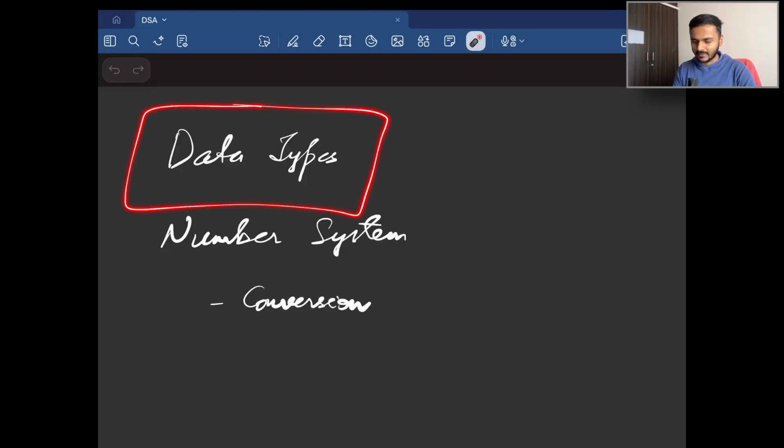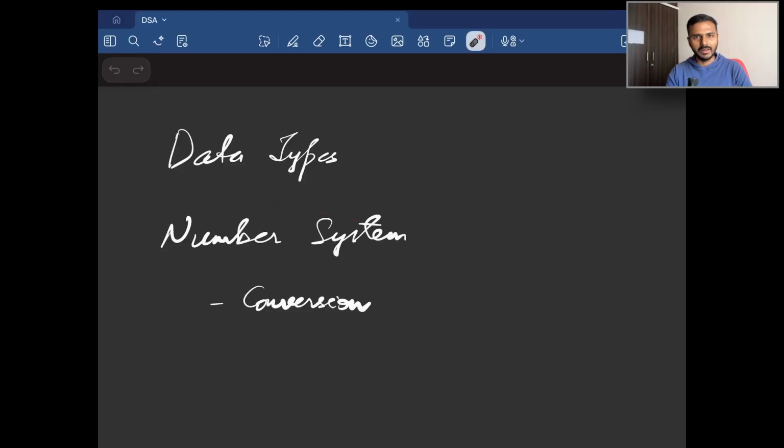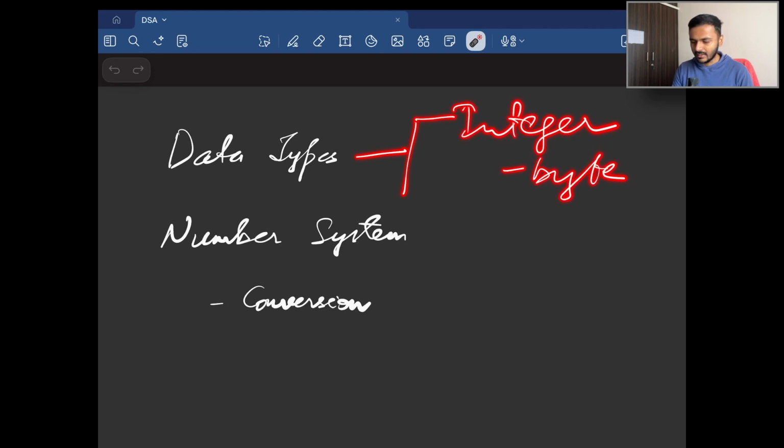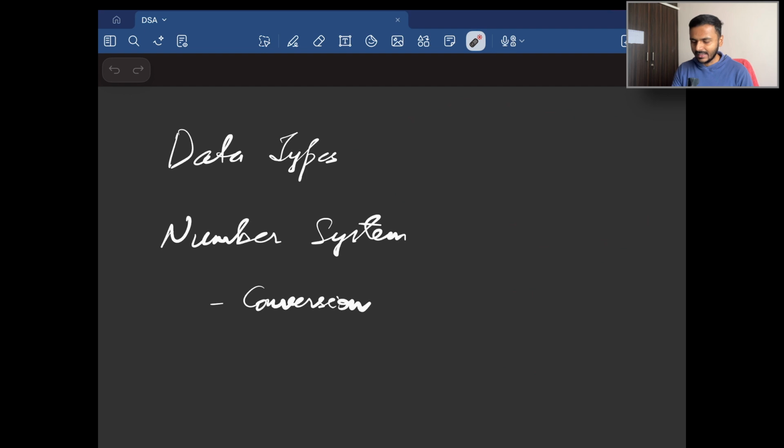Now, in one of the previous videos, I had talked about data types, where we got to know the 8 primitive types supported by Java and the 4 categories to which they belong. And one of those categories was integer. And we got to know that we have got byte, short, int, and long data types in the integer category.